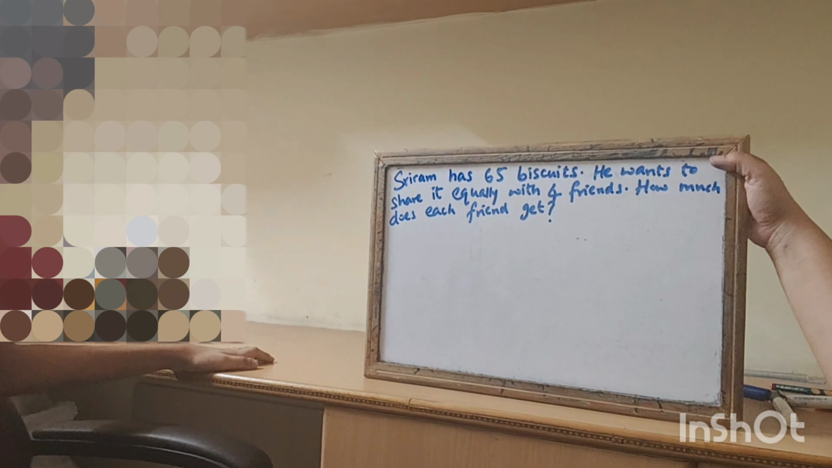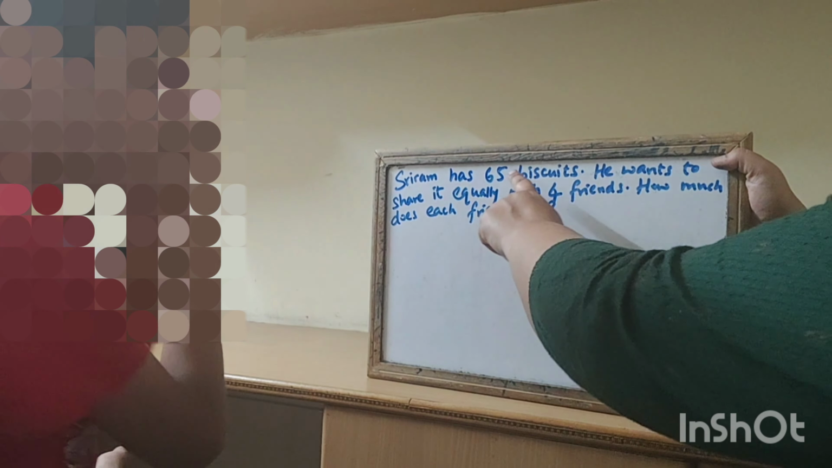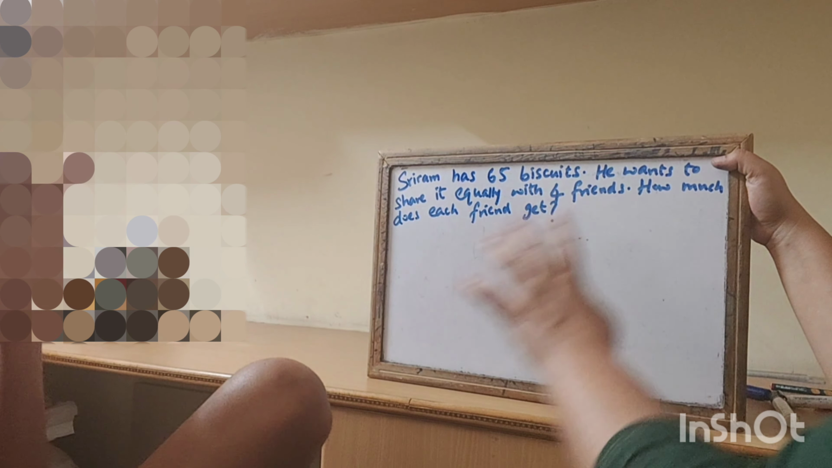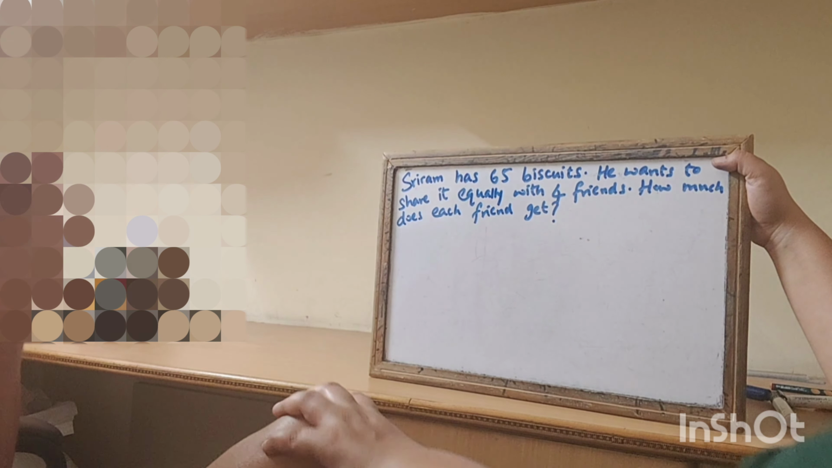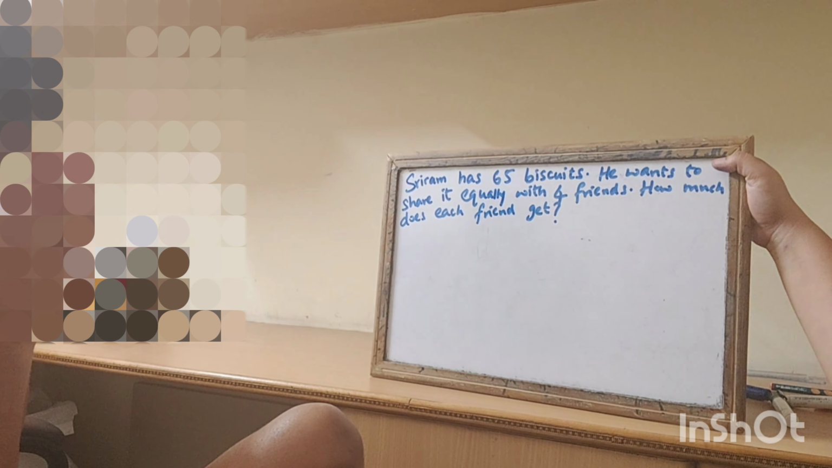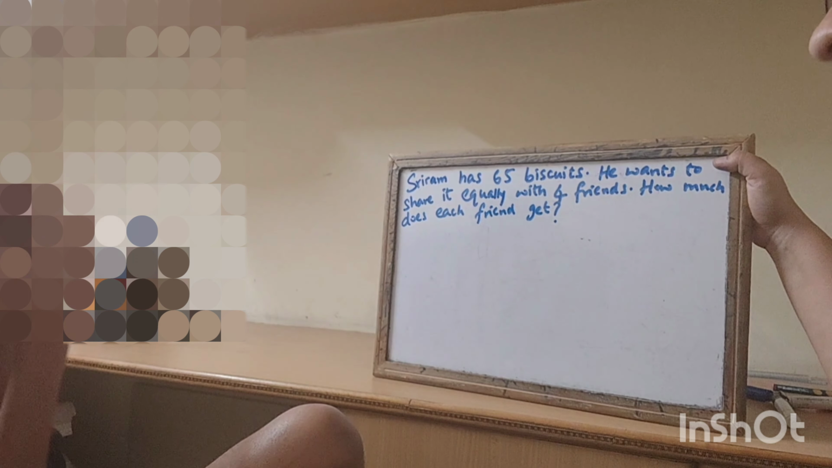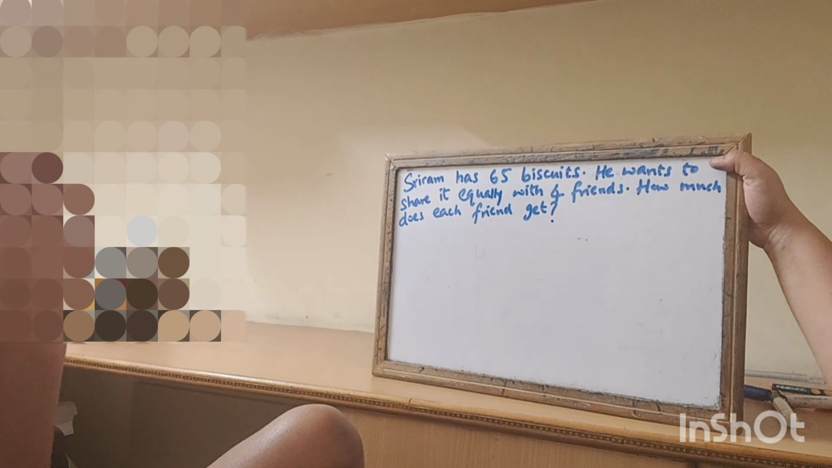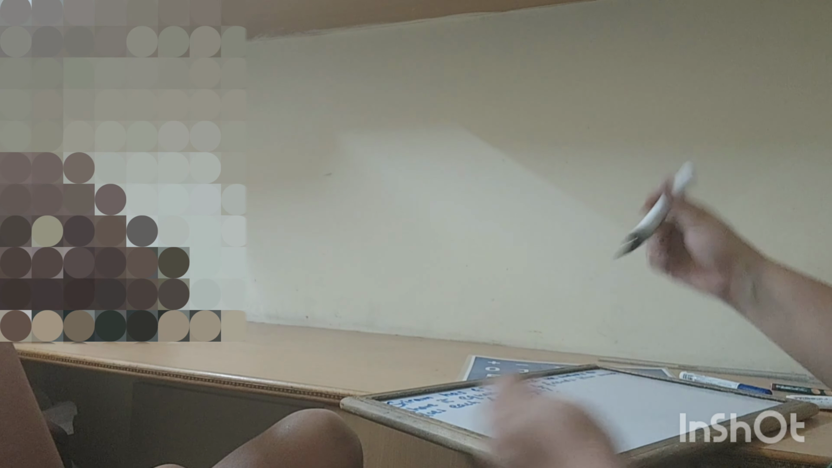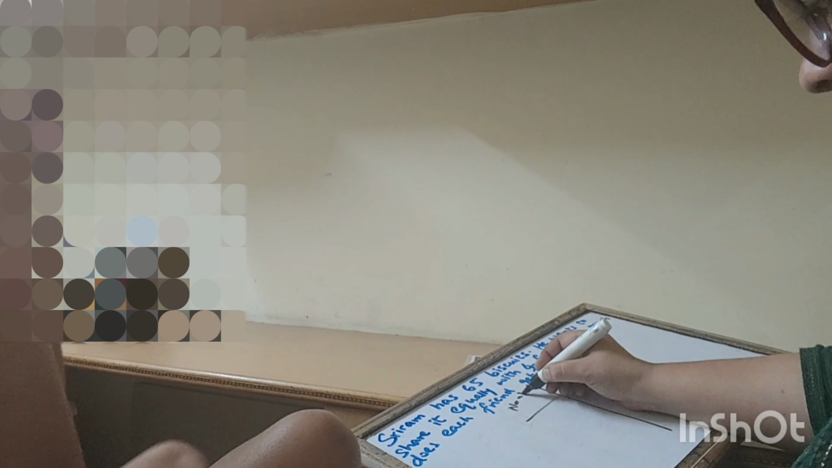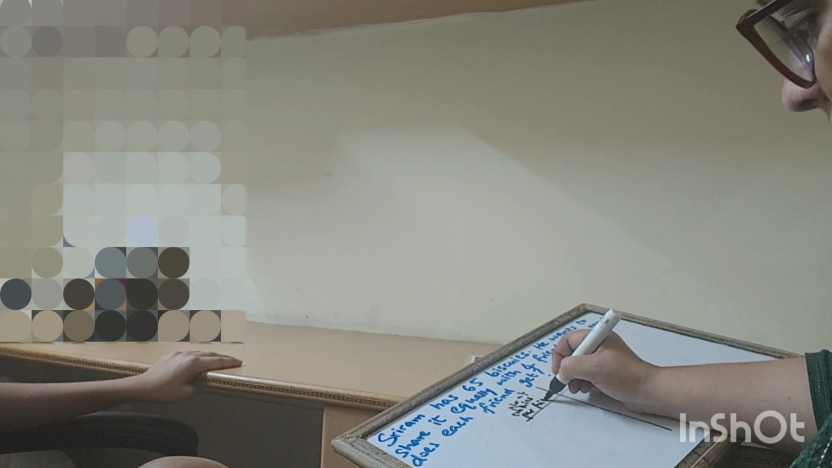Now we have the second problem. Okay, we are looking at the same numbers, 65 and 4. Shriram has 65 biscuits, and he wants to share it equally with 4 friends. That's a wonder because you usually don't share, but let's assume you are sharing. Okay, how much does each friend get? Now 65 cookies, we'll do the same thing as before. Number of cookies per friend and total cookies. Okay, biscuits, cookies, same thing.